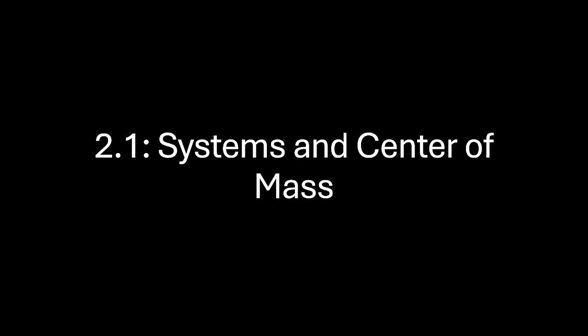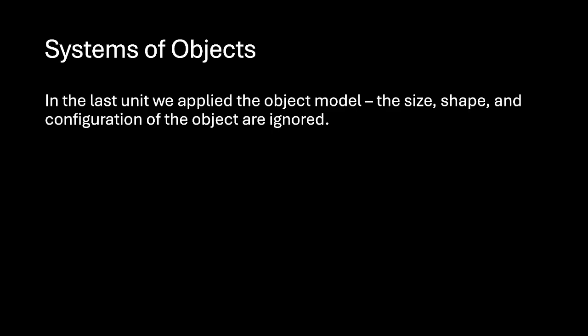Today we're going to begin Unit 2, Topic 2.1, Systems and Center of Mass. So, in the last unit we applied the object model. The size, shape, and configuration of the object are ignored. That's how we analyze all objects in kinematics. What if we had multiple objects?